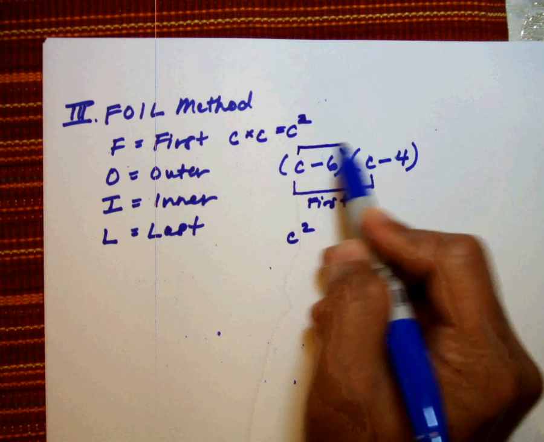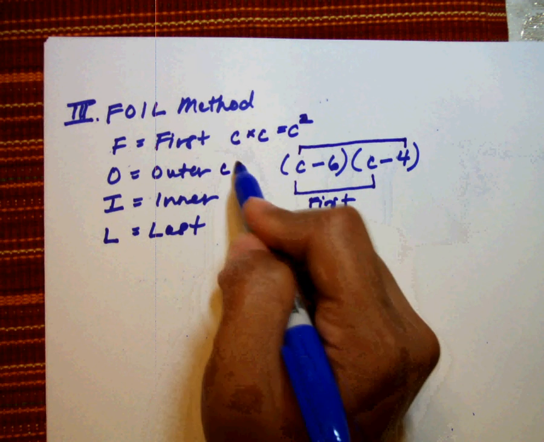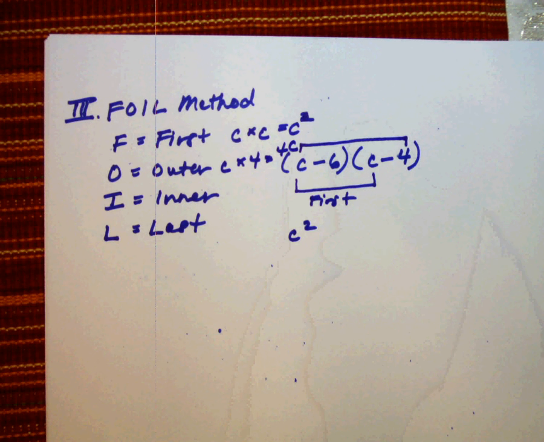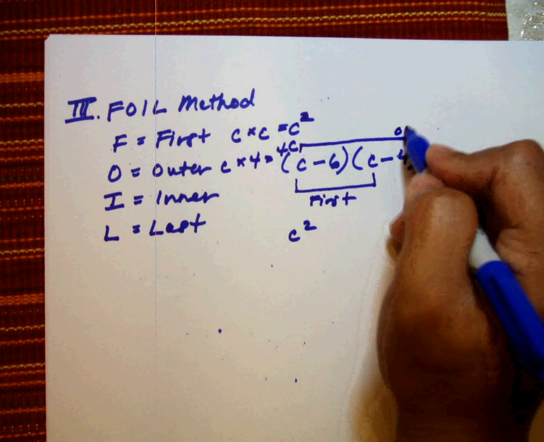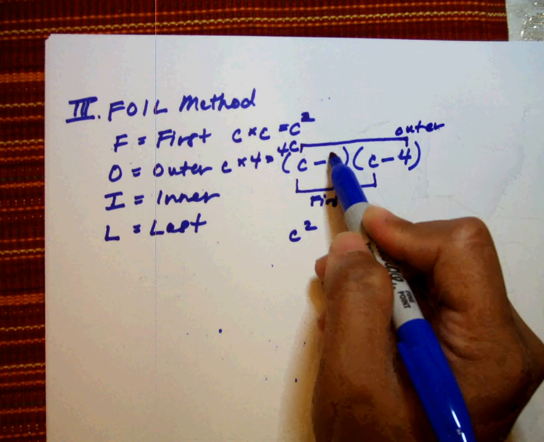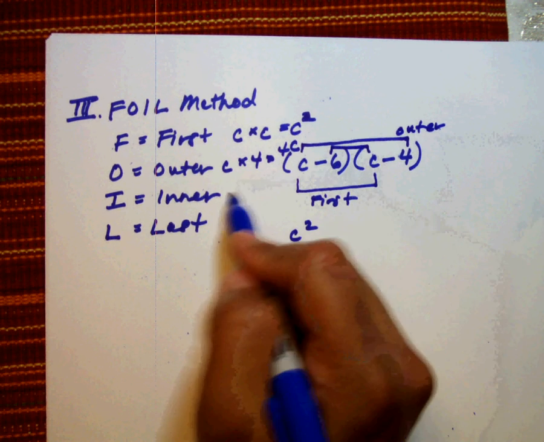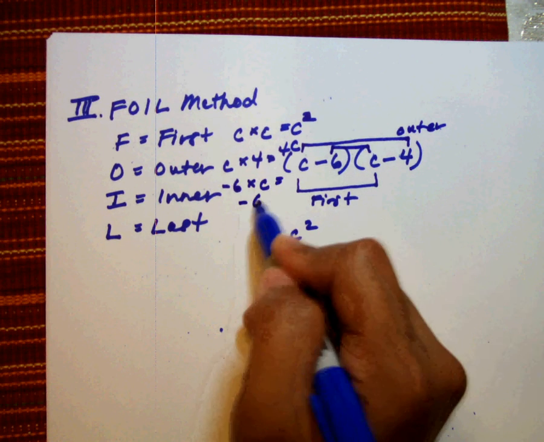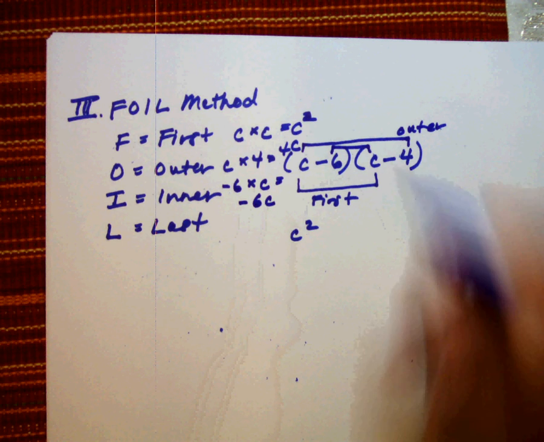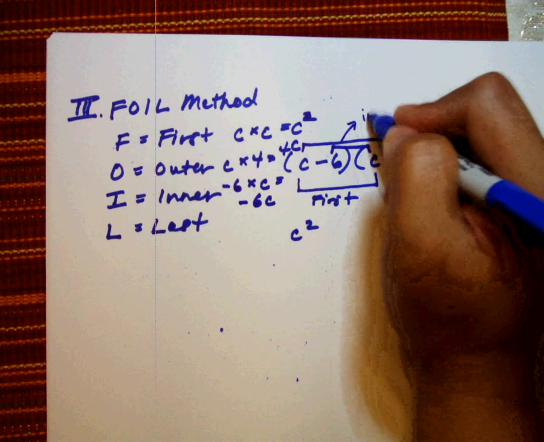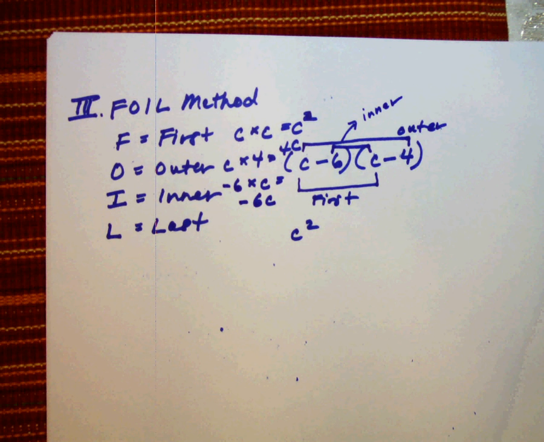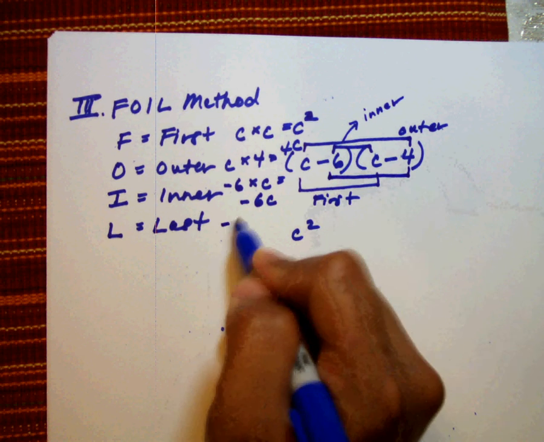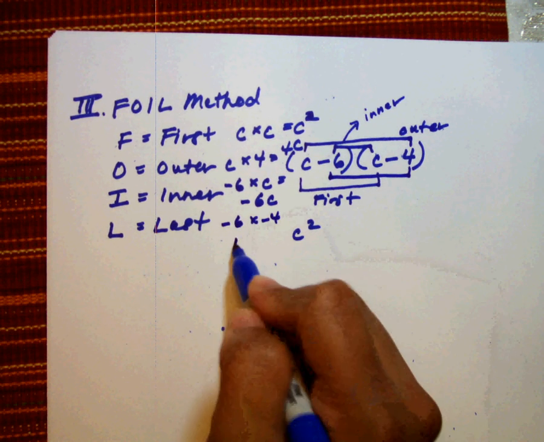Outer, I take the two outside terms, C times negative 4, and that equals negative 4C. So this is my outer. Inner, I'll take the two inner terms and multiply them together. So negative 6 times C is negative 6C. So this is considered to be my inner. My last is going to be the last two terms of each binomial. Negative 6 times negative 4. That is a positive 24.